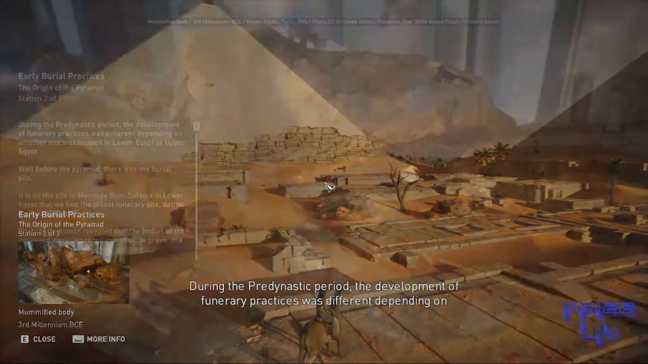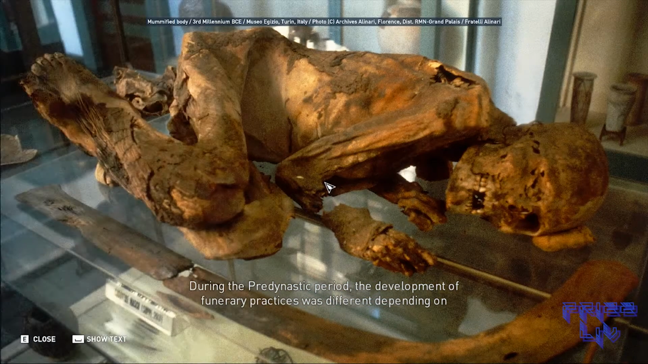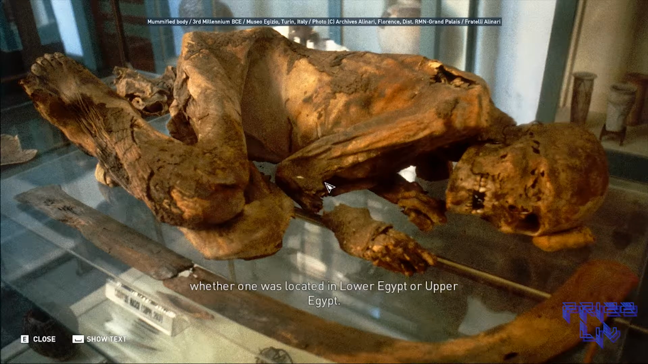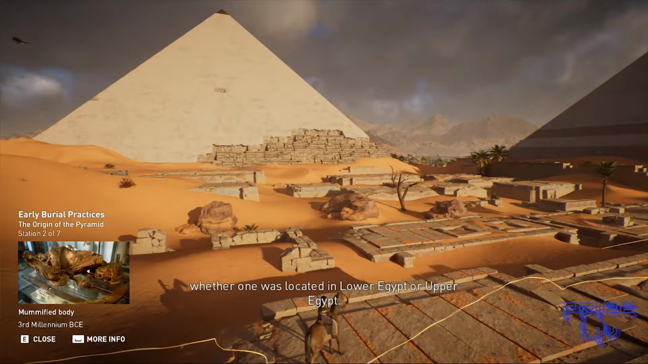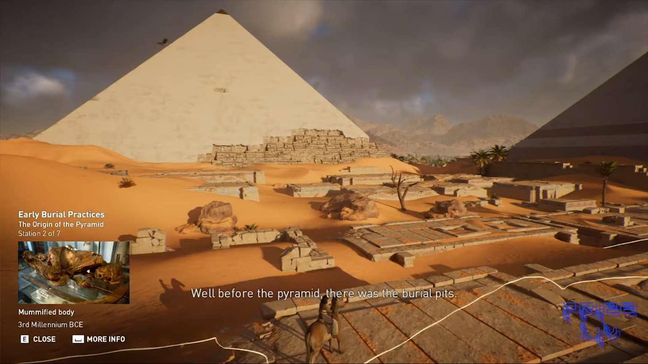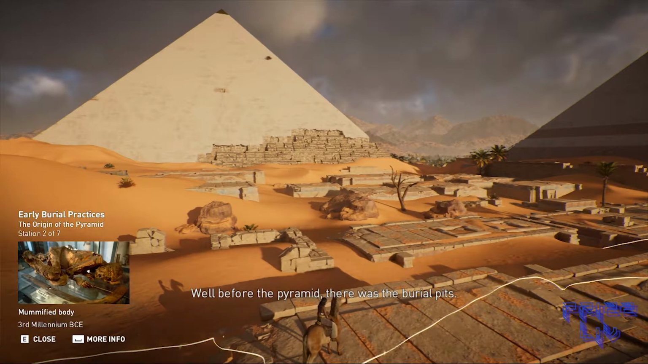During the pre-dynastic period, the development of funerary practices was different depending on whether one was located in Lower Egypt or Upper Egypt. Well before the pyramid, there were burial pits.